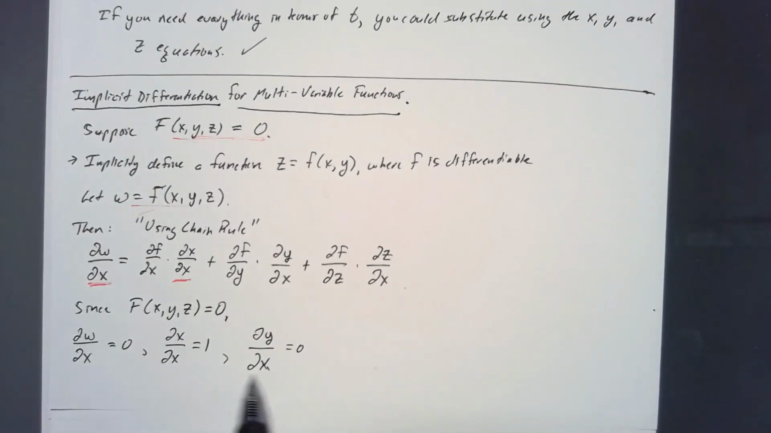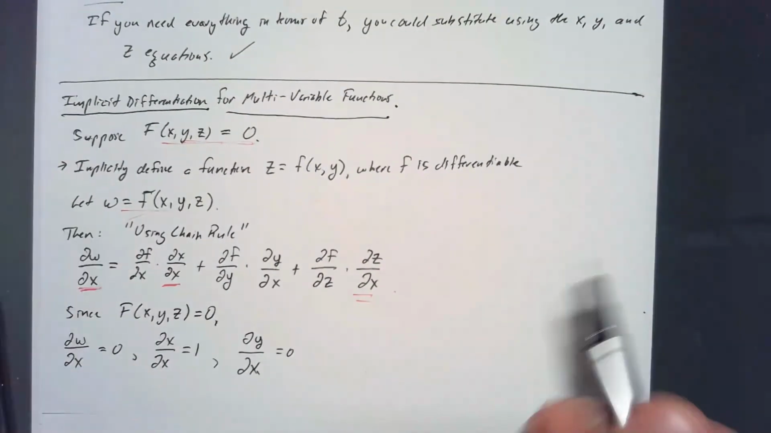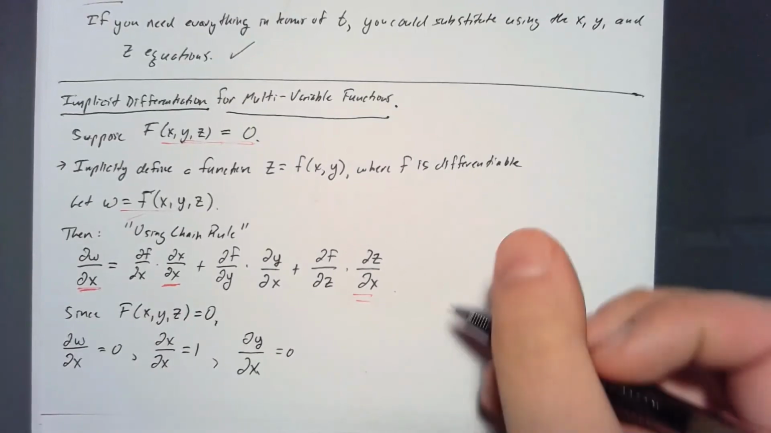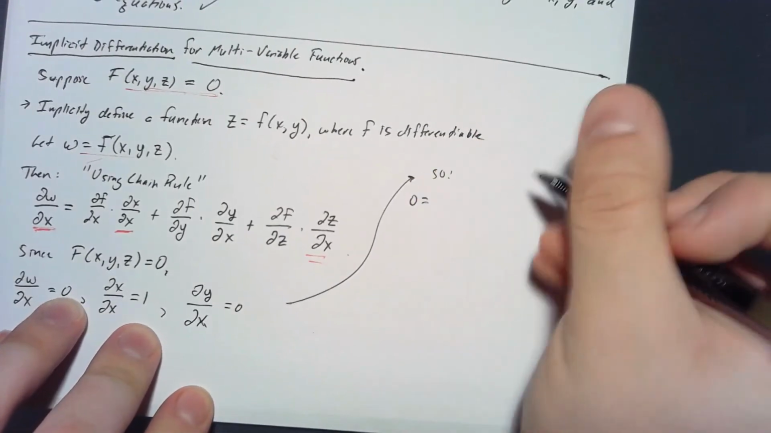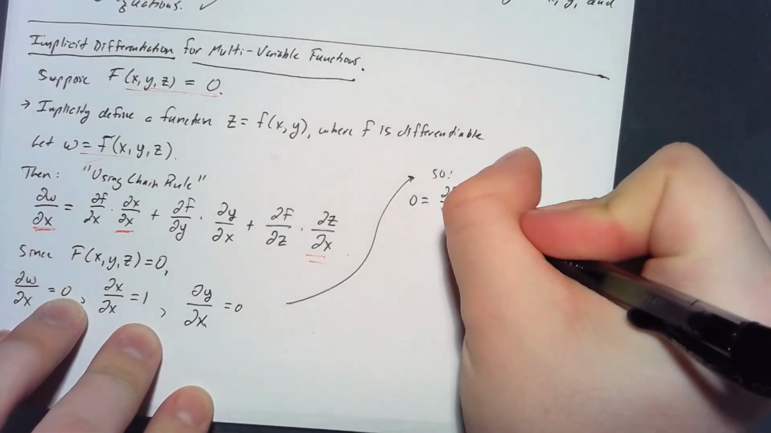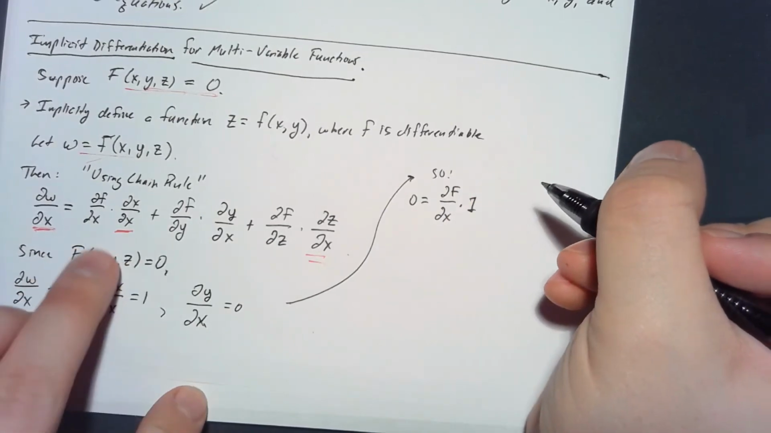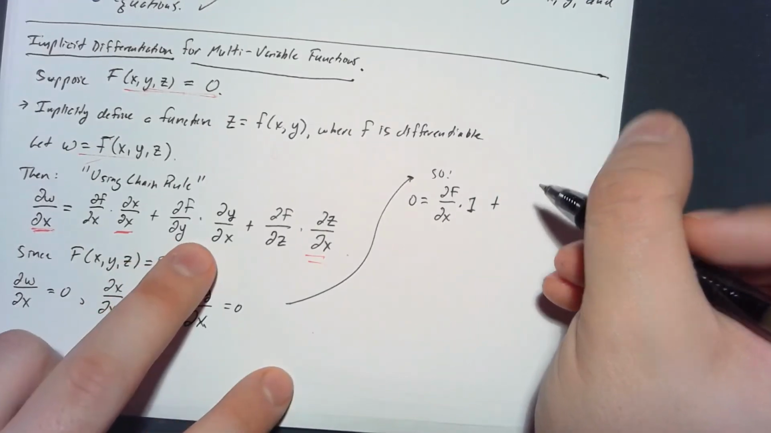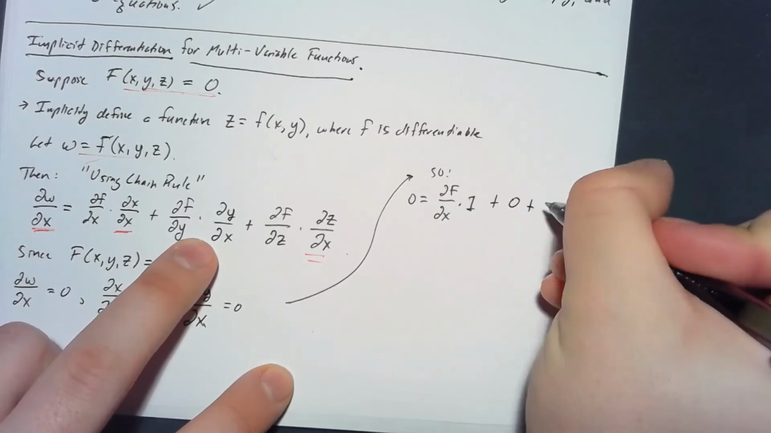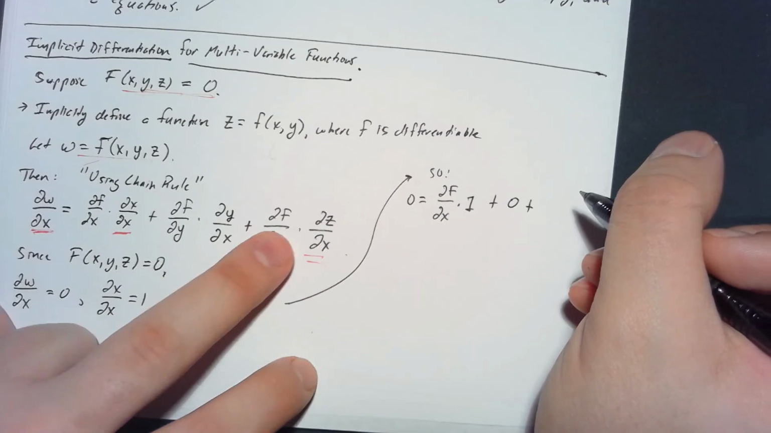So if I make this assumption and I plug it in here and I solve for this, I could get a formula for the implicit differentiation. So what I'm going to get is 0 equals the derivative of f with respect to x times 1, plus this quantity is going to be 0, plus df/dz and dz/dx.